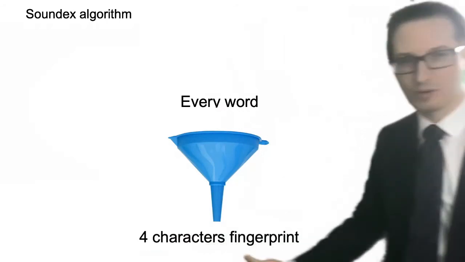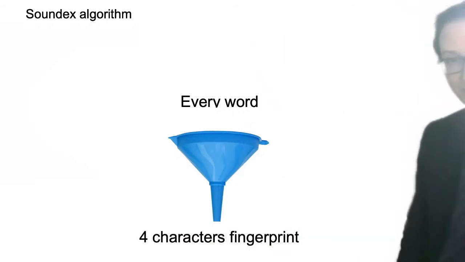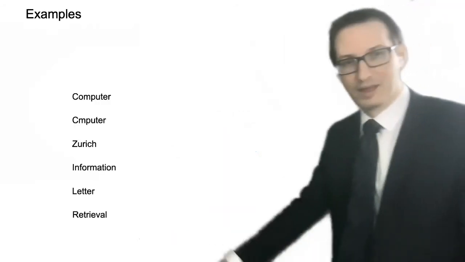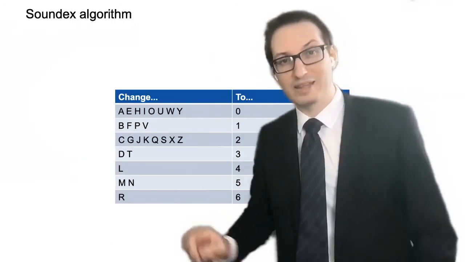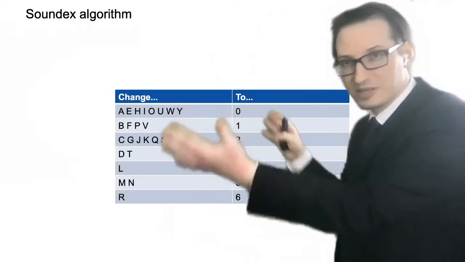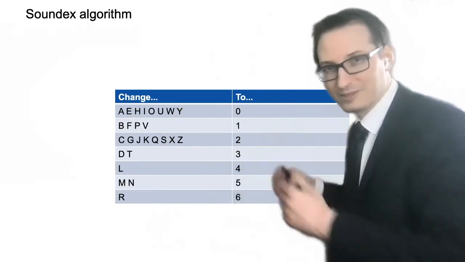to a fingerprint of 4 characters. Here's how it works. I'm taking here 6 words, and I'm going to convert each one of these words to that fingerprint, the Soundex fingerprint. So how do I start? Well, these are my words. The first thing is that I have this lookup table. It's always the same. There's only one. That's the lookup table.